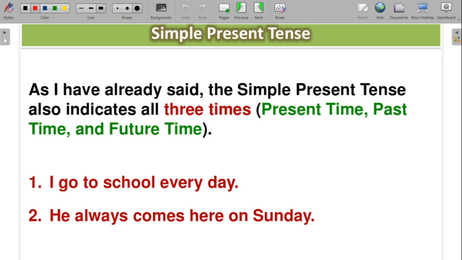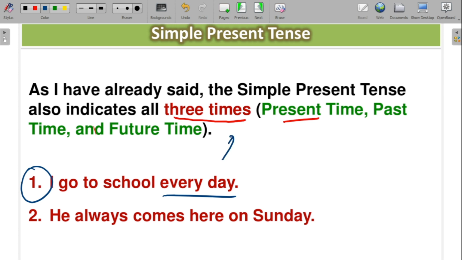Here, already said that simple present tense also indicates all three times. We have discussed that. It indicates present time, past time and future time. Let's see this example here. I go to school every day. When we analyze this sentence, we can understand that going to school every day could be a habitual action, or a regular action that happens every day. That means it represents three times.